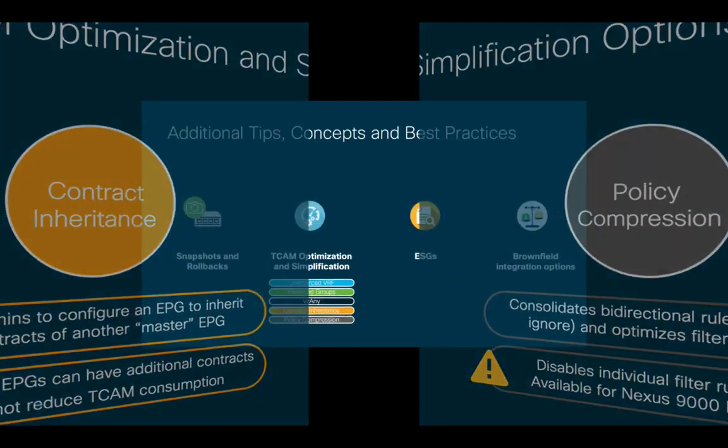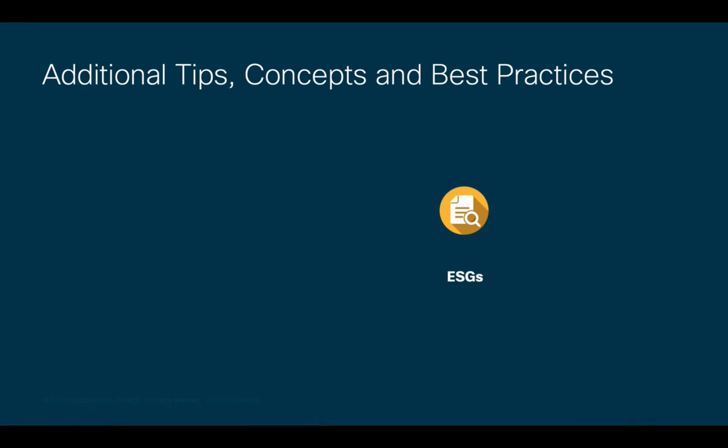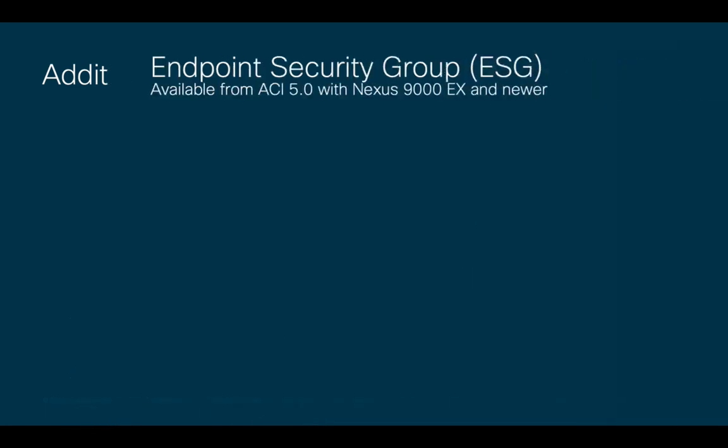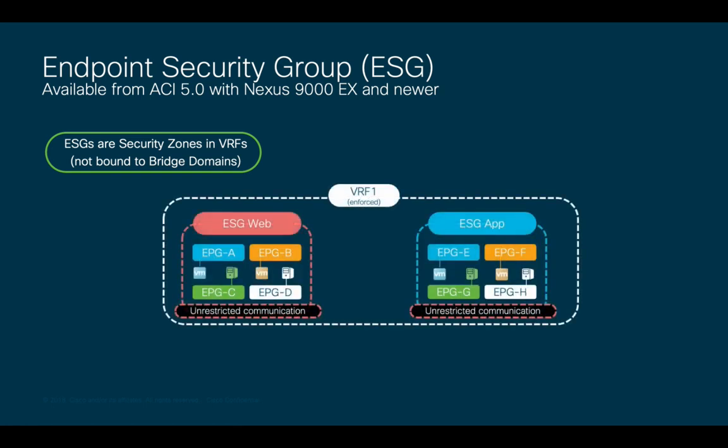As of ACI 5.0, a new concept called Endpoint Security Group, or ESGs, became available. ESGs are security zones that, unlike EPGs, are not bound to bridge domains. ESG membership is defined based on matching attributes, just like microsegmented EPGs. Therefore, endpoints that match such attributes will be dynamically assigned to the same ESG. Endpoints in the same ESG will have communication by default, even if they belong to different EPGs.